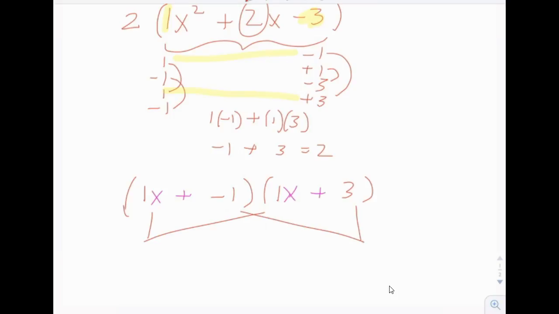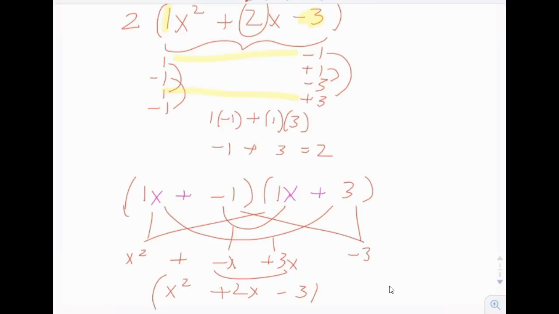So you're going to say, okay, the first two together is going to give me x squared, the last two together is going to give me negative 3. And then I'm going to do the inside two and the outside two, and I'm going to get, for the inside two, negative x, and for the outside two, positive 3x. And then I'm going to add everything together. So I'm going to get x squared plus 2x minus 3, and I got what I had originally here. And then I have to remember that I do need to put the 2 out front still.